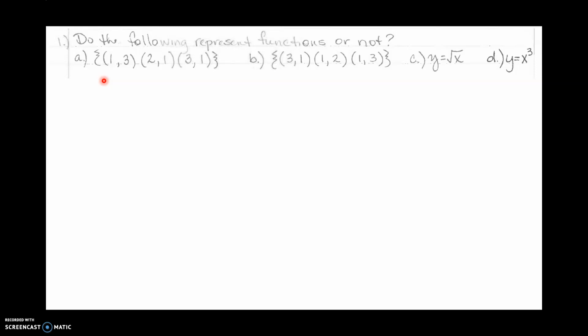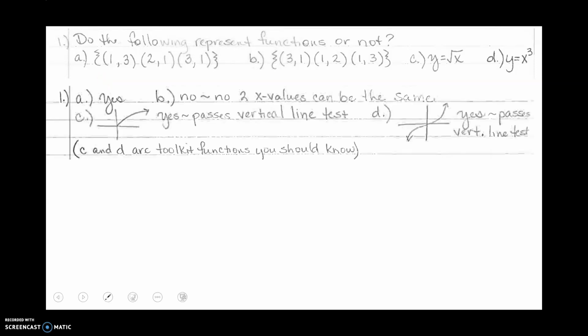All right, so if we look at this first one, you'll notice I have 1, 2, 3. No two x values the same. So yes, that is a function. It does not matter that the y values aren't the same. All right. Then if I look at the next one, 3, 1, and 1, there are two x values the same on that one. So that is not a function.